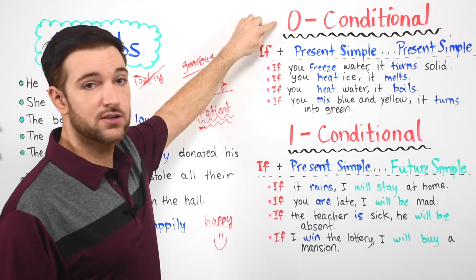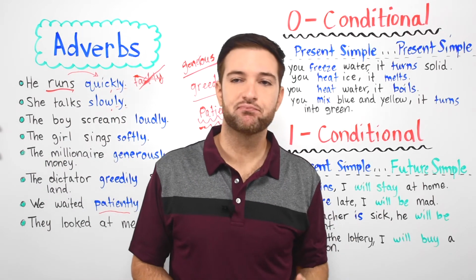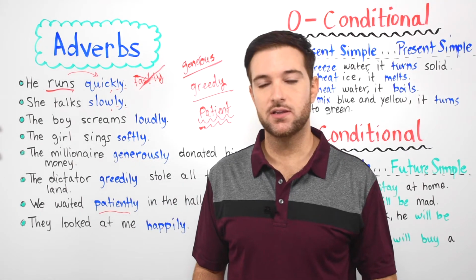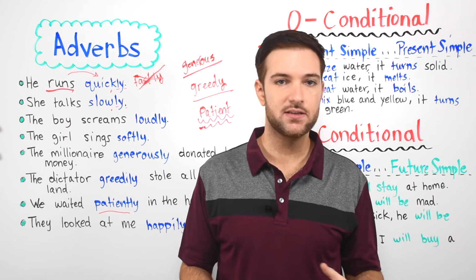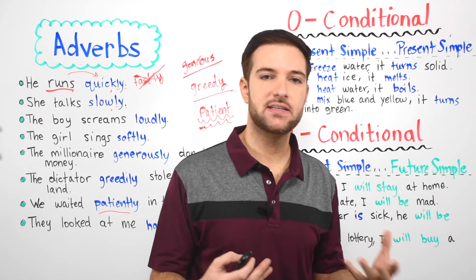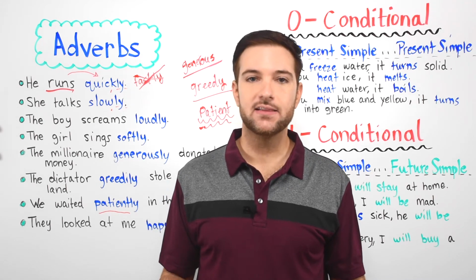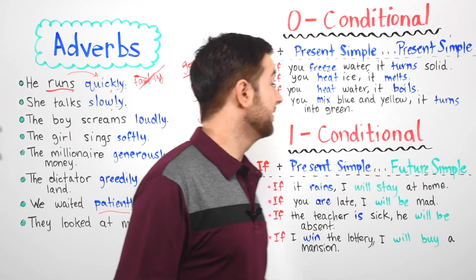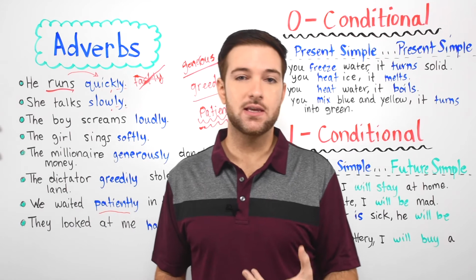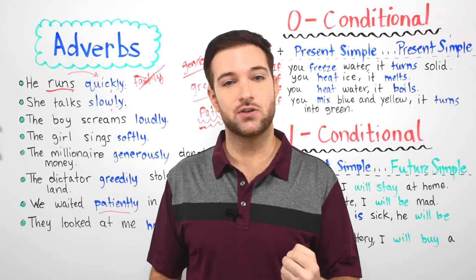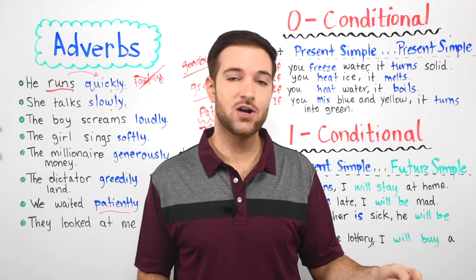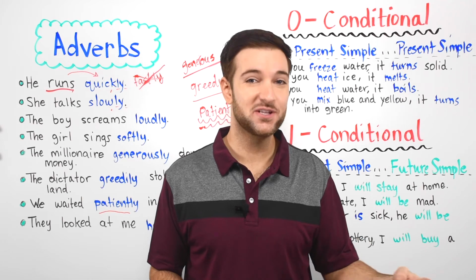Okay, so the zero conditional here basically just says that if this happens, then that happens. We're talking about a fact here, facts or what happens in nature, a certain reality. The first conditional right here basically just says that if something happens, then something else will happen too. So if this happens, then this is also going to happen. That will also happen.